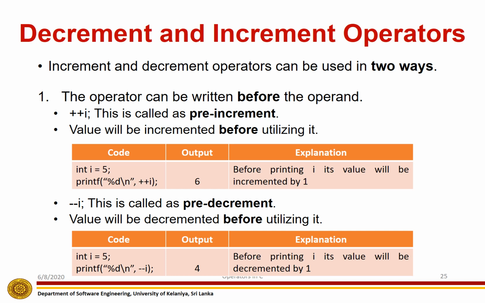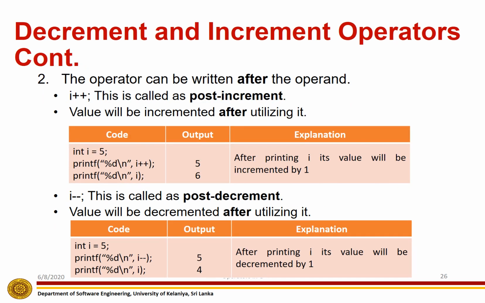Here you can see the same example we discussed in the increment operator. Before printing i, its value will be incremented by 1. Then --i is called pre-decrement. Here the value is decremented by 1 before utilizing it. Here also is the same example that we discussed in the decrement operator. Before printing i, its value will be decremented by 1.